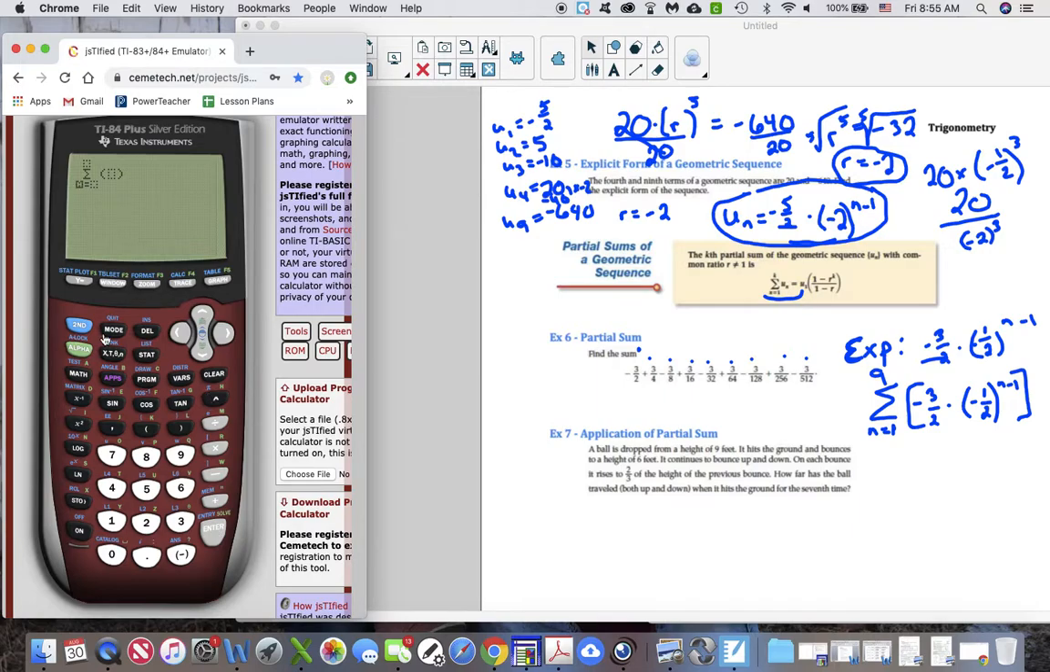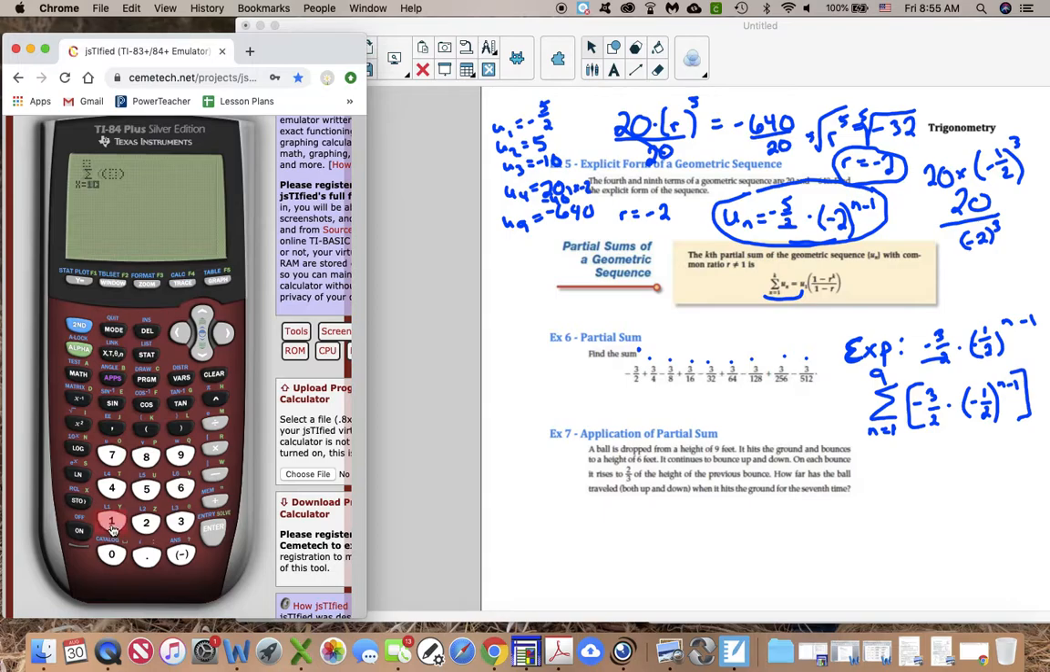And in this case, you know how we went to mode and we changed from function to sequence? You don't necessarily have to be in sequence, so I'm just going to leave it in function mode, and we're going to say x is going from 1 to 9. Going over, I have negative 3 over 2. I use that division symbol to do negative 3 halves, times negative 1 half to the power of x minus 1.